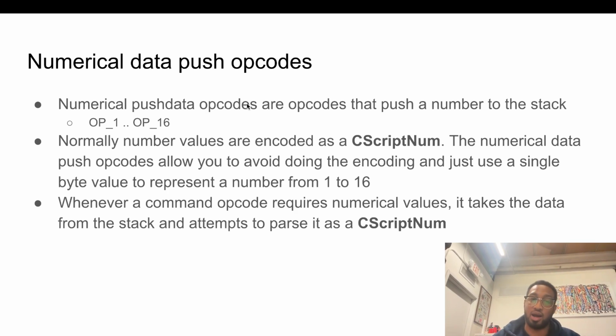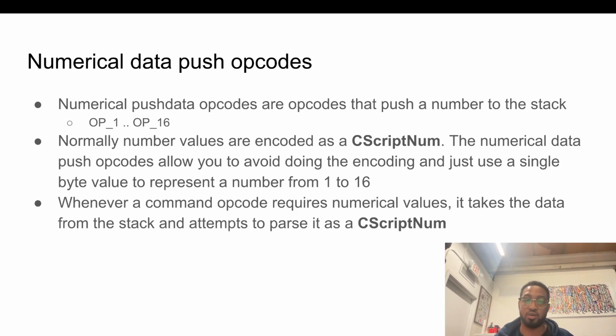So you have op1, op2, op3, blah, blah, all the way up to op16. And these are the numerical data push opcodes. Normally, number values are encoded as a CScriptNum, which is a data format. The numerical data push opcodes allow you to avoid doing the encoding of this format and just use a single byte value to represent the number that you put. That's going to be from 1 to 16.